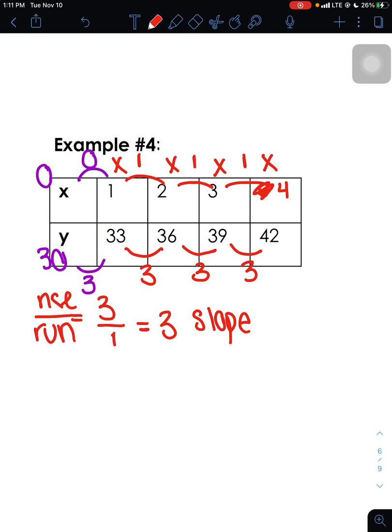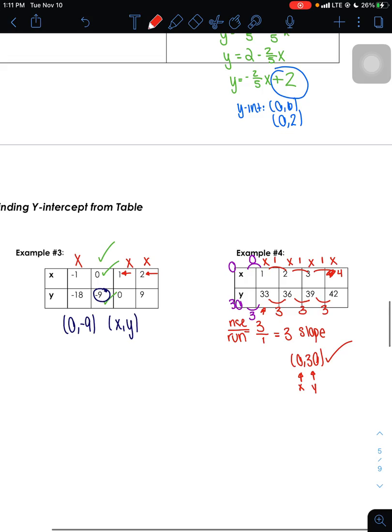I also did the work and saw the slope was 3. So I could just subtract 3 here to get the previous point. And that previous point just so happens to be 0, 30. Because I know the x value is 0 and the y value is 30 according to the table. And when I have 0, something, that's the signal to me that it's my y-intercept. So that's all the work that we need for example 4.